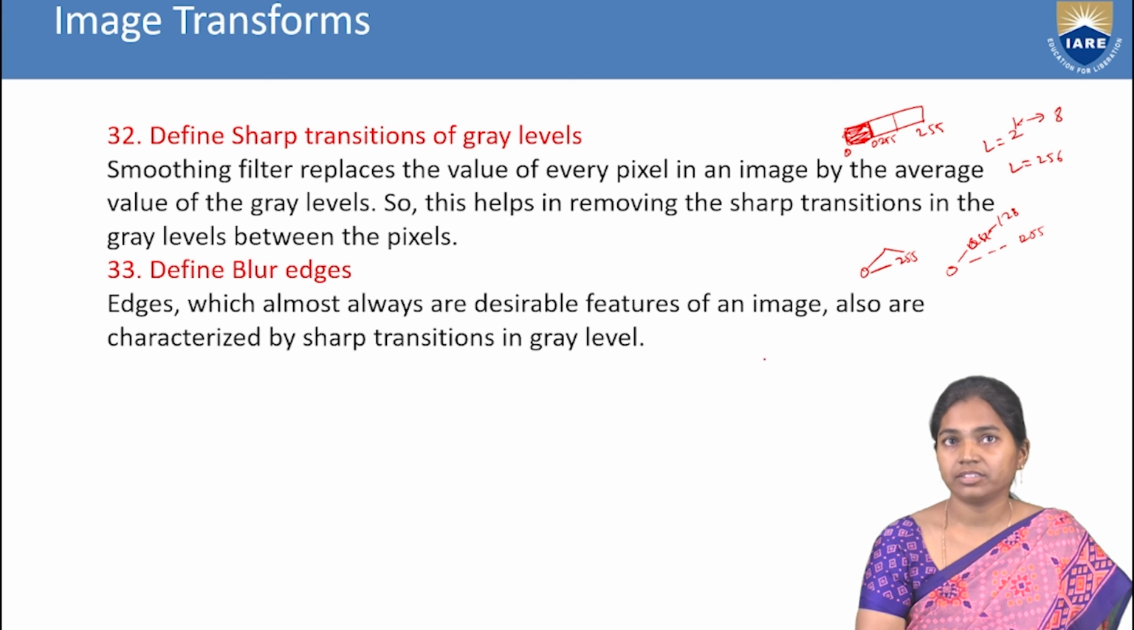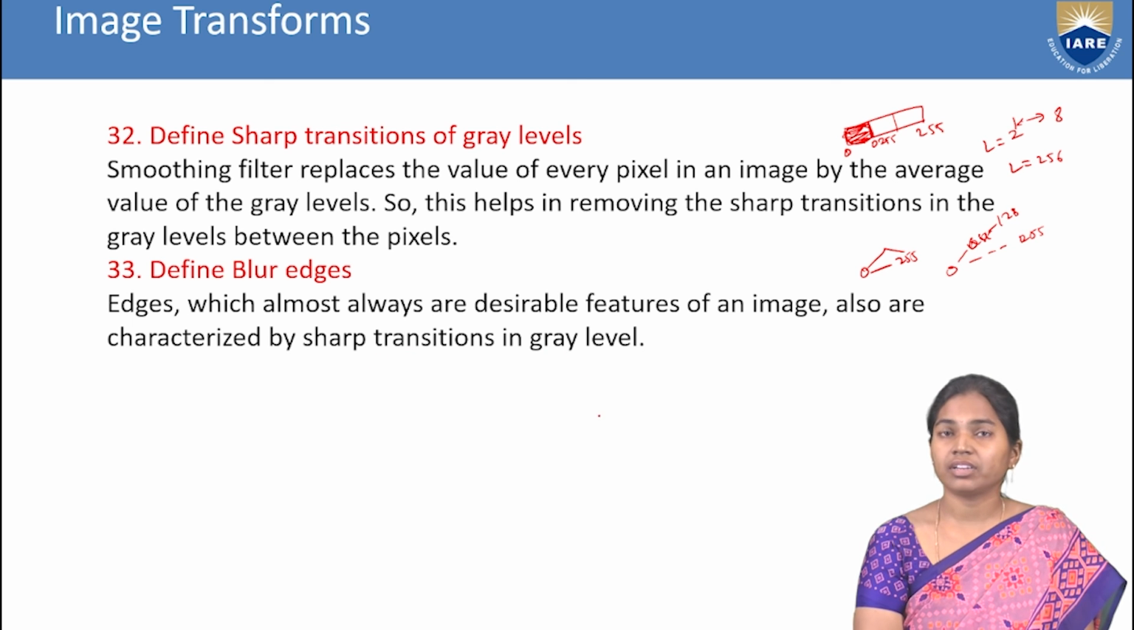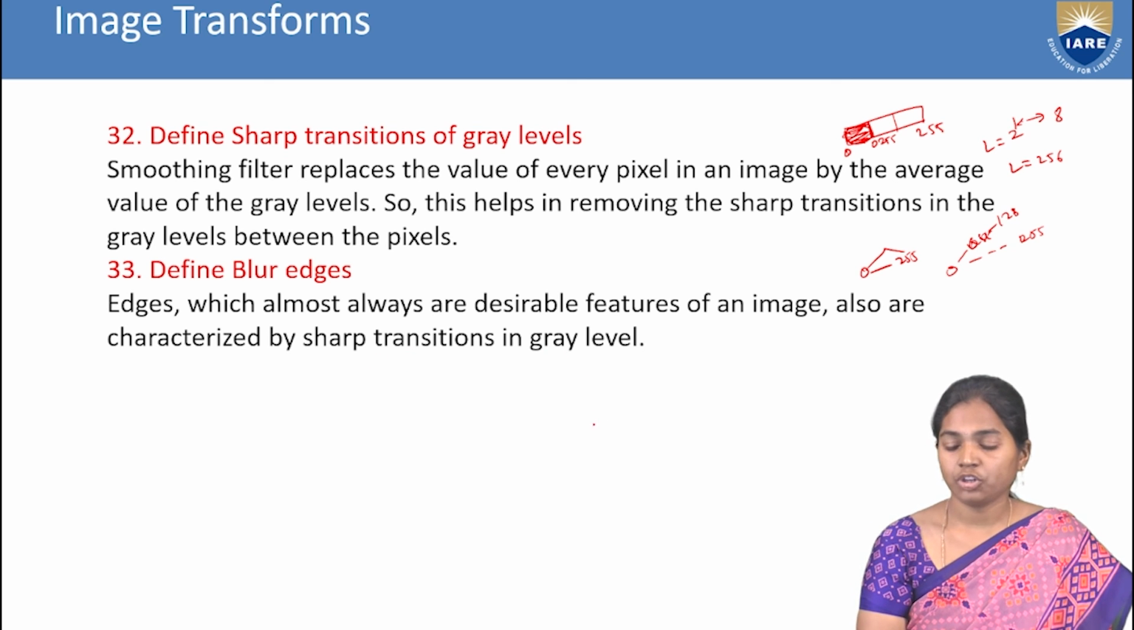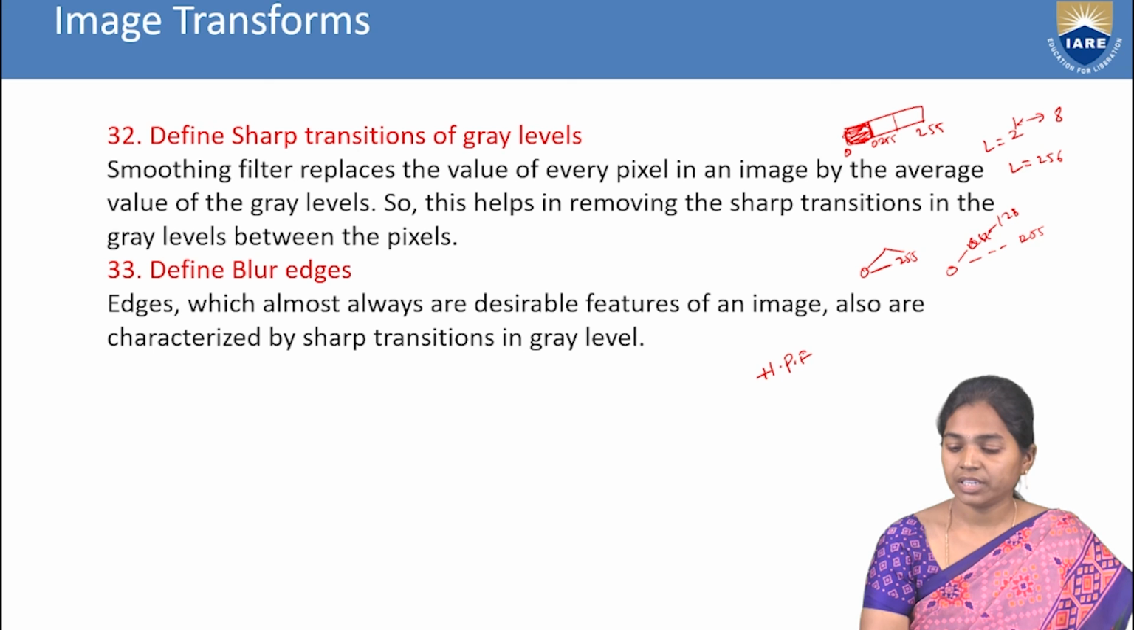And define blur edges. Edges are almost always desirable features of an image, also characterized by sharp transitions in gray level. How do we sharpen edges? For that case we use high pass filters. With the use of a high pass filter, we get sharpening of edges. A low pass filter is nothing but smoothing of an image.